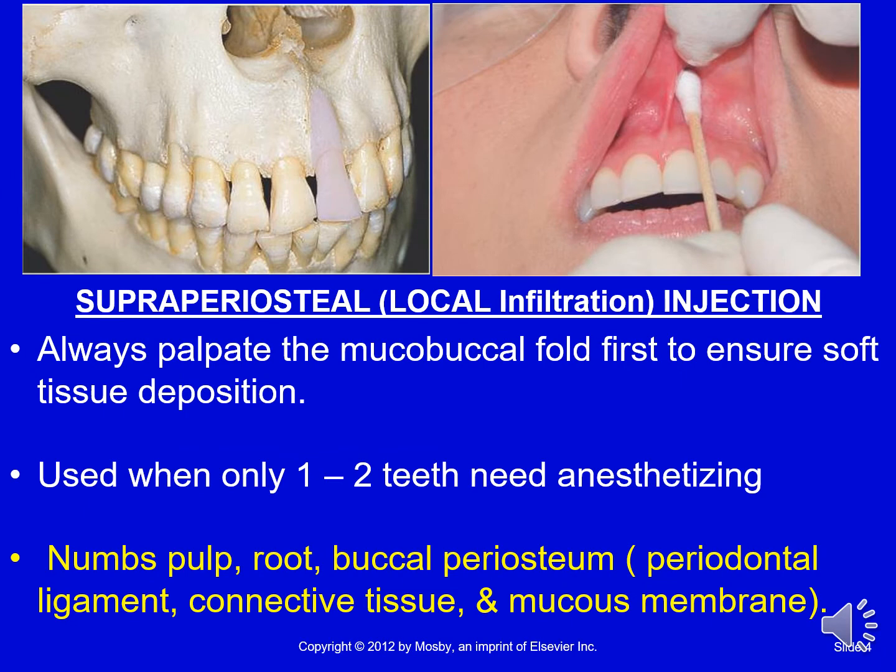So this is the supraperiosteal. It can also be called the local infiltration, same thing. Of course, you're going to always palpate before you penetrate, and it's going to numb the pulp, the root, and the buccal periosteum. And when they're talking about the buccal or facial periosteum, they're talking about the periodontal ligament, all the connective tissue, and the mucous membrane. So it's going to give soft tissue, that mucous membrane, and pulpal anesthesia.